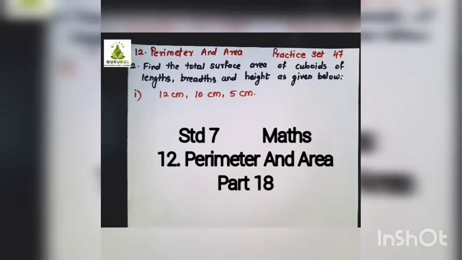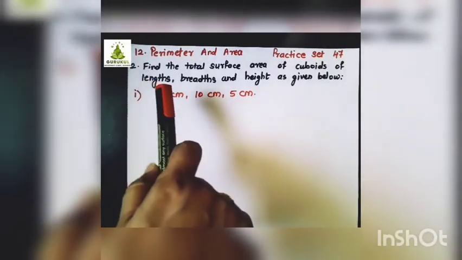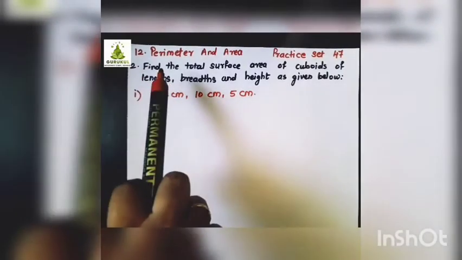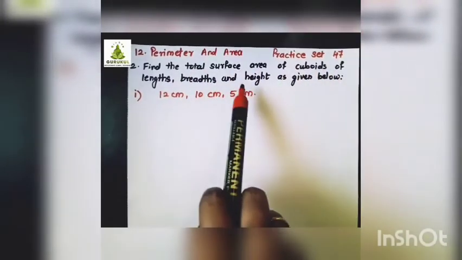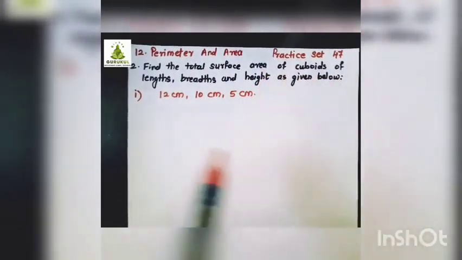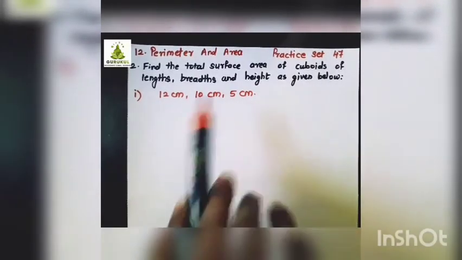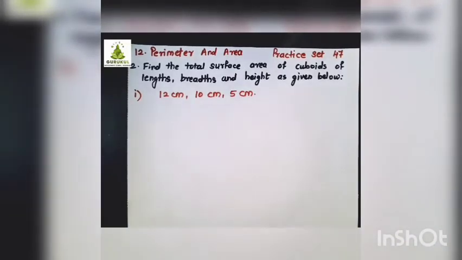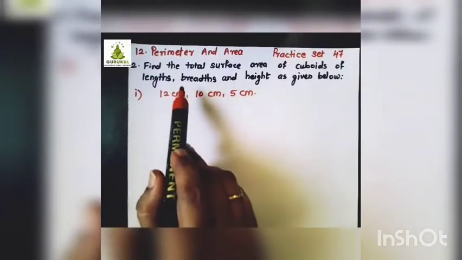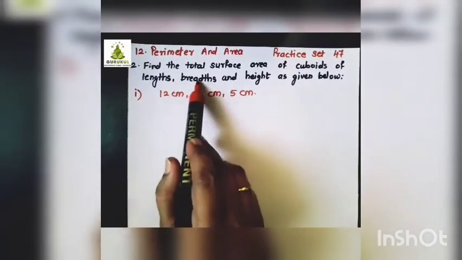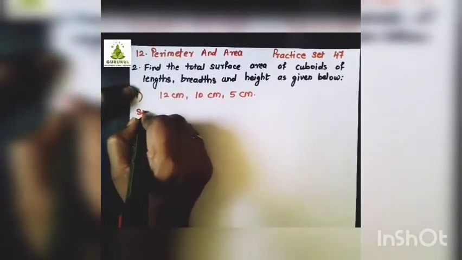Lesson number 12, perimeter and area, practice set 47. We are going to start with the second question. Find the total surface area of cuboids of lengths, breadths and heights as given below. In the first question they have given 12 centimeters, 10 centimeters and 5 centimeters. We have to take them in this sequence only, means first length will be 12, breadth will be 10 and height will be 5. So we'll write down as it is.